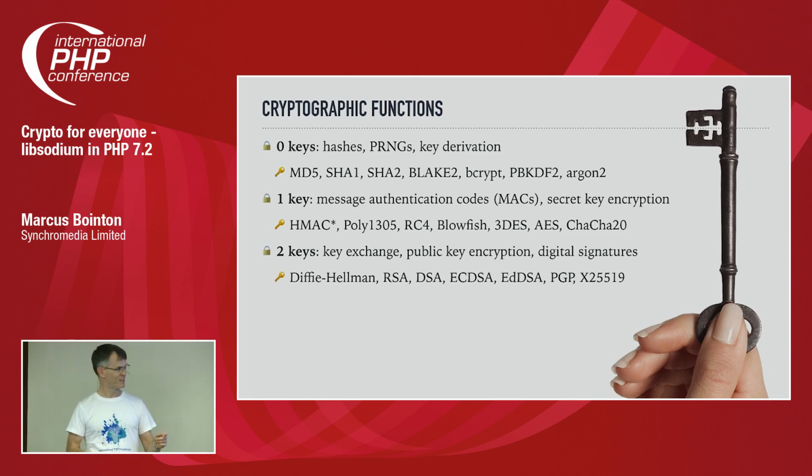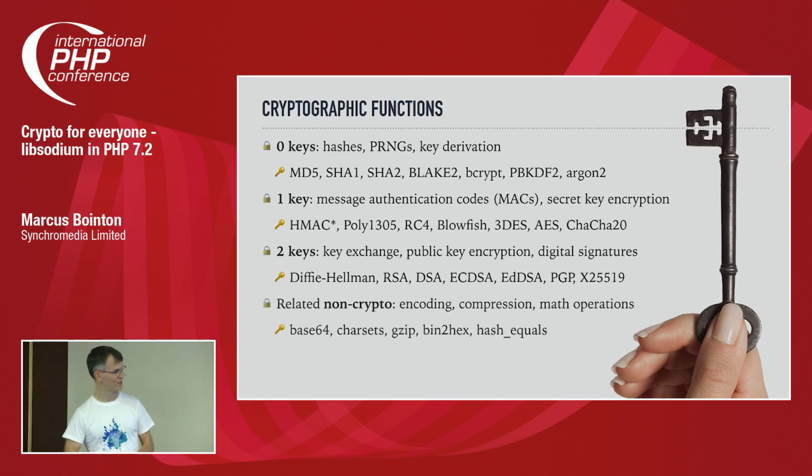That's much shorter than writing the number that actually is 2 to the power of 255, because that is a really, really big number. It's just a kind of a shortcut. There are also a whole bunch of functions which are effectively not cryptographic functions themselves, but they're related. And that covers things like encoding, compression, and mathematical operations. And so there we have things that you might be more familiar with, things like base64, bin2hex, but more unusually things like hash_equals.